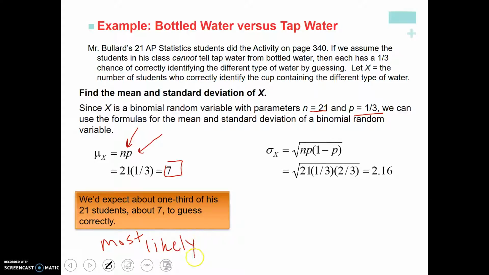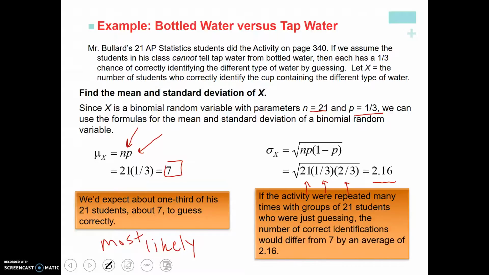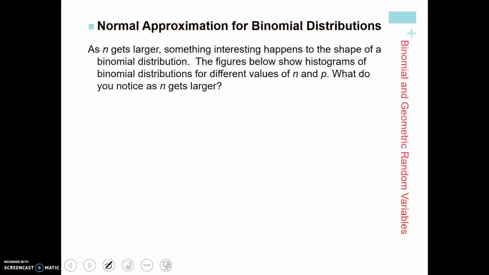Now we could do the same thing with the standard deviation. And the standard deviation, again, would be the number of trials. And this would be the success rate, which would be 1/3. So that means the failure rate would be the opposite, or 2/3. And when we multiply all that together and take its square root, we get about 2.16. And today I want you to round to the hundredths on these things. And we would say that it would differ from the average about 2 students. So we wouldn't be that surprised if 5 students got it or 9 students got it. So it differs from the average about that amount.